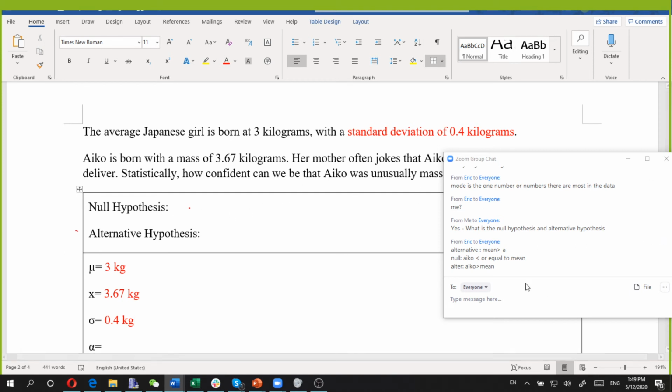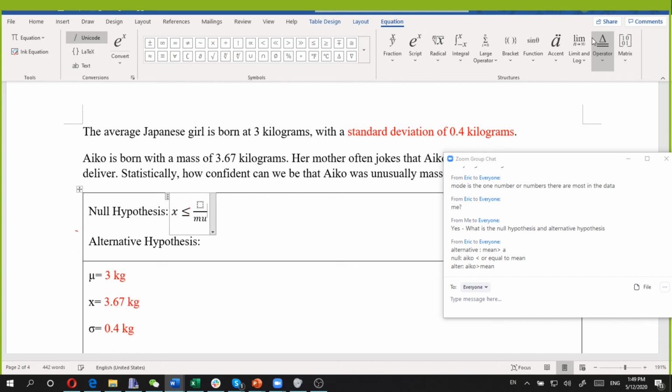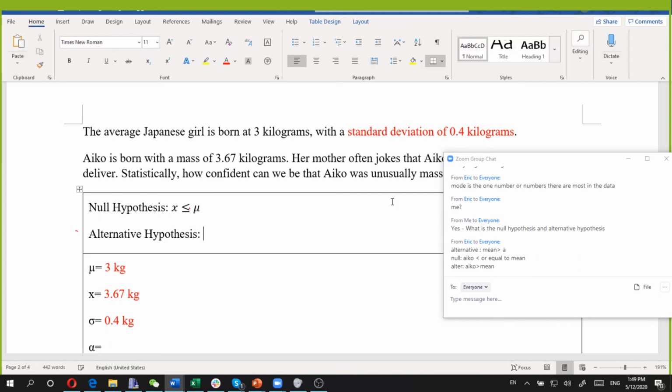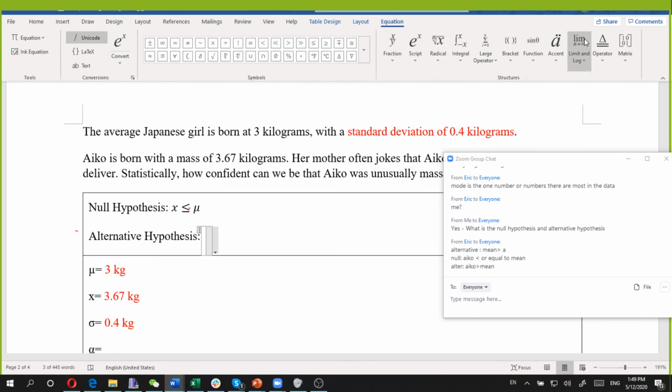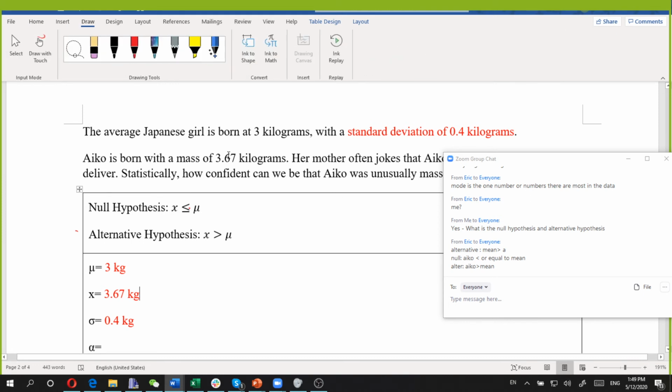So, okay, let me jump over to Eric, who's just given us our null and alternative hypothesis. This is the null hypothesis, if nothing happens. Eric says our score will be less than or equal to the mean, which is perfect. Our score chi is less than or equal to mu. Alternatively, chi would be greater than mu. We're trying to prove Aiko is unusually massive. So our alternative hypothesis is what you're trying to prove. Your null hypothesis is what happens if we cannot prove that.